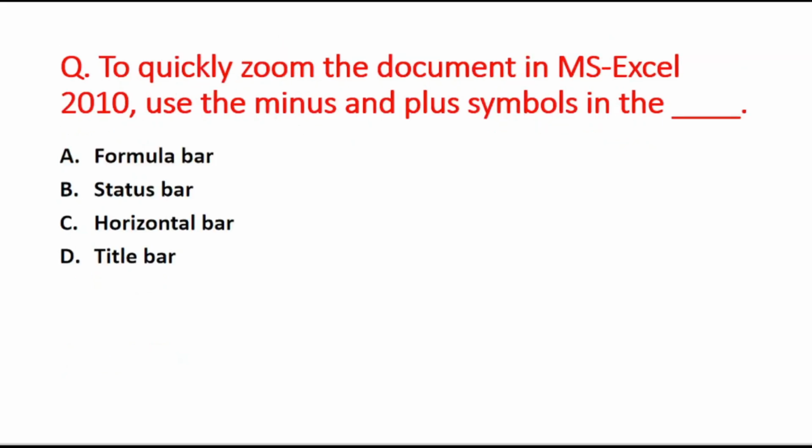Next question is, to quickly zoom the document in MS Excel 2010, use the minus and plus symbol in the blank. The plus and minus symbols for zoom are present on which bar? A option is formula bar, B option is status bar, C option is horizontal bar and D is title bar. So the right answer is option B, that is status bar.